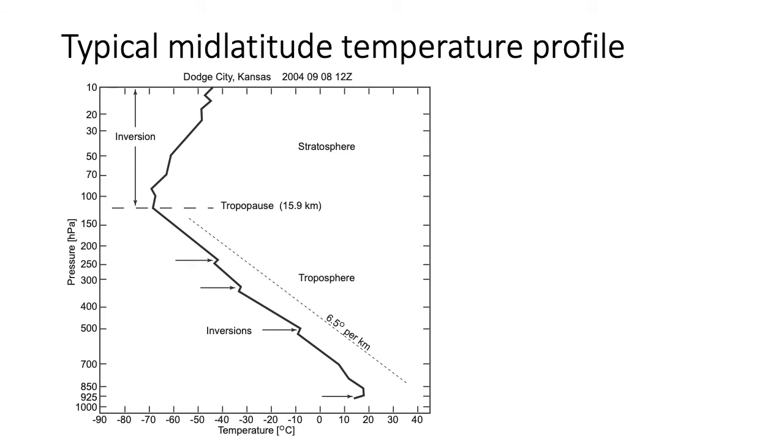Here's a fairly typical temperature profile obtained by a radiosonde at a Midwestern station, in this case Dodge City, Kansas. This is in 2004, September 8th at 12Z, or 12 Zulu, or 12 GMT. If you want to call it any one of those, they're all the same. It translates to about 7 a.m. Central Daylight Time in Dodge City, Kansas.